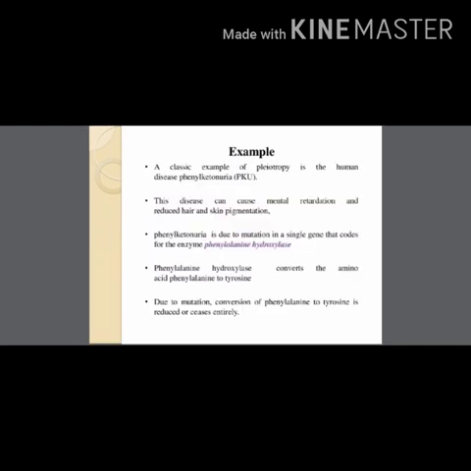The classical example of the pleiotropy is the human disease phenylketonuria, which causes mental retardation and reduced hair and skin pigmentation. Phenylketonuria is due to the mutation in a single gene that codes for the enzyme phenylalanine hydroxylase. This enzyme converts the amino acid phenylalanine to tyrosine. Due to mutation, conversion of phenylalanine to tyrosine is reduced or ceases completely.